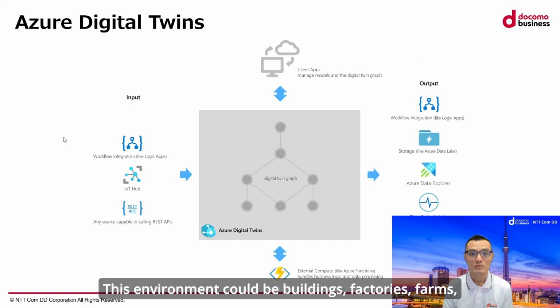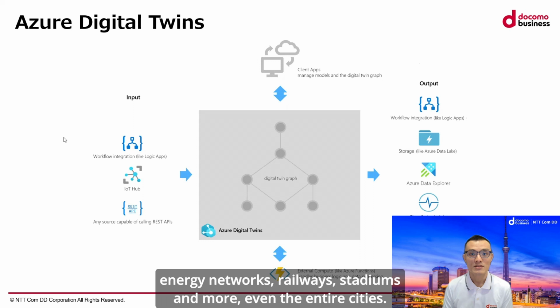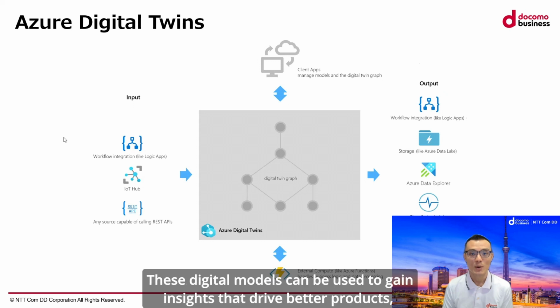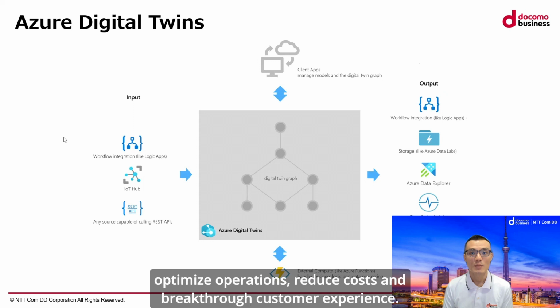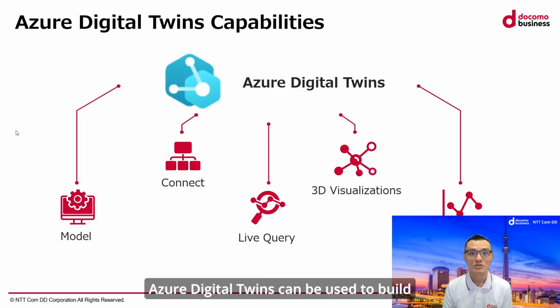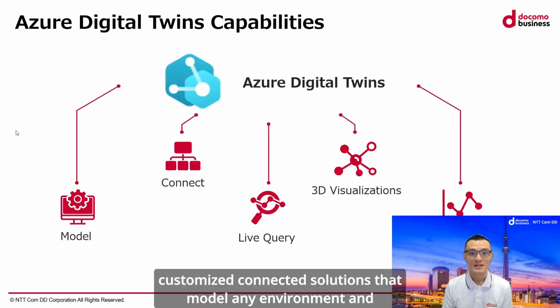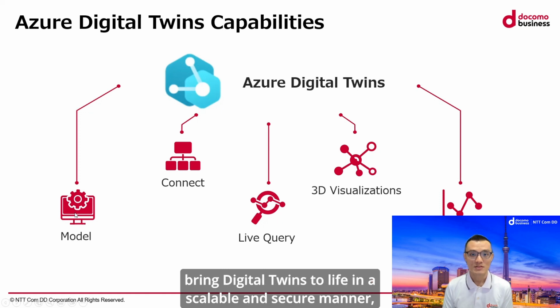This environment could be buildings, factories, farms, energy networks, railways, stadiums, and more, even entire cities. These digital models can be used to gain insights that drive better products, optimize operations, reduce costs, and break through customer experience. Azure Digital Twins can be used to build customized connected solutions that model any environment and bring digital twins to life in a scalable and secure manner.